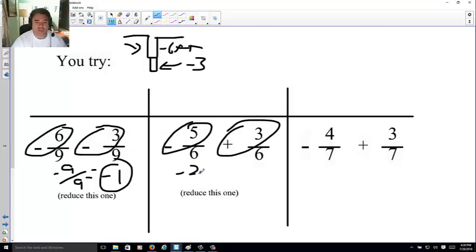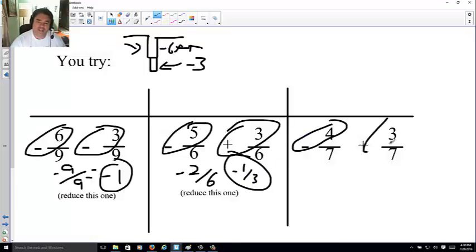Here, -5 versus +3. The negatives win by 2. Divide both of these by 2, and you get -1/3. Here, -4, +3, you get -1 over 7.